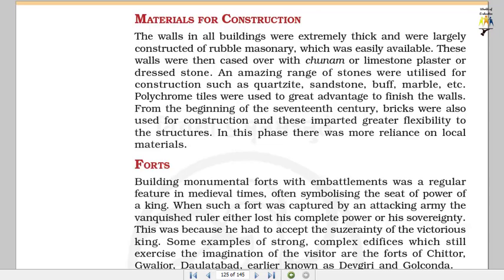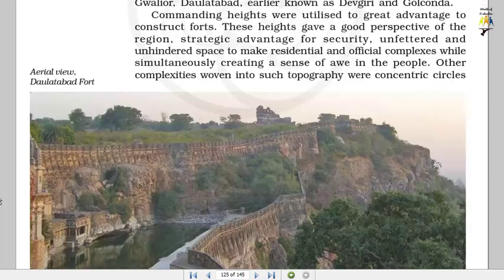Forts. Building monumental forts with embattlements was a regular feature in medieval times, often symbolizing the seat of power of a king. When such a fort was captured by an attacking army, the vanquished ruler either lost his complete power or his sovereignty. This was because he had to accept the suzerainty of the victorious king. Some examples of strong, complex edifices which still exercise the imagination of the visitor are the forts of Chittor, Gwalior, Daulatabad, earlier known as Devgiri, and Golconda.